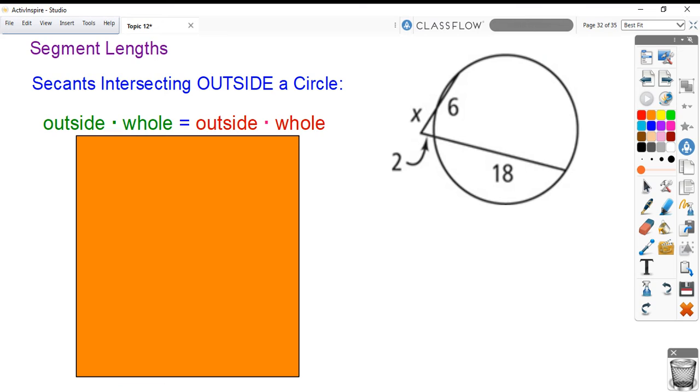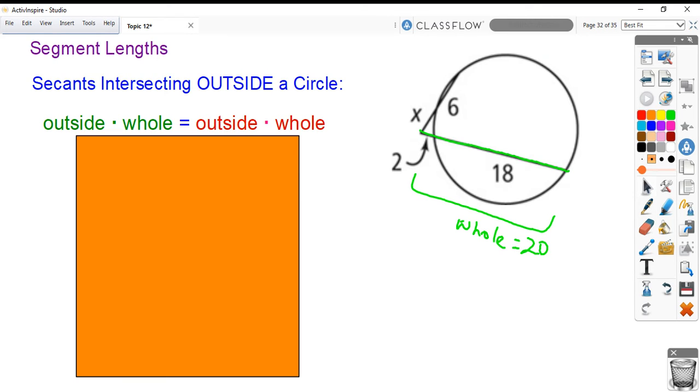Okay, when we talk about outside times whole, what we're talking about is these pieces. You can see it's pretty self-explanatory that when we look at this green line segment right here, it's been split into two parts. The part outside of the circle over here is 2. The part inside is 18. So that means the whole entire thing would be 20.